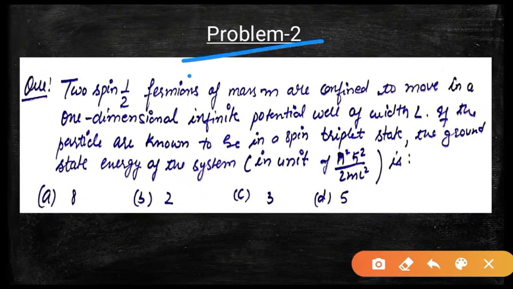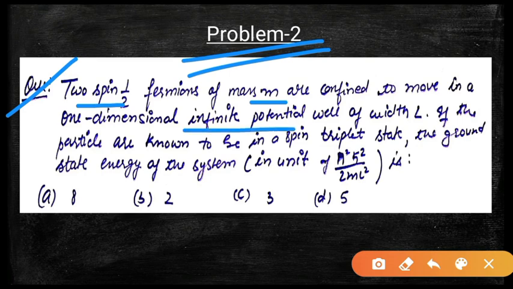Now let's come to the second problem. Two spin half fermions of mass m are confined to move in a one-dimensional infinite potential well of width L. If the particles are known to be in a spin triplet state, the ground state energy of the system in units of pi square h cut square upon 2 m L square is.